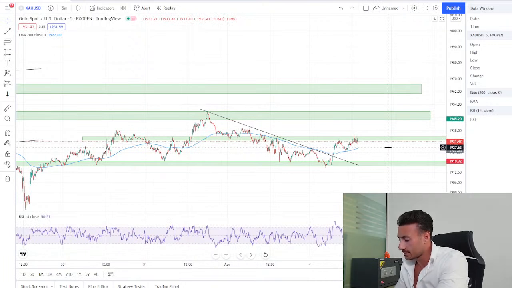You can see the market is in hesitation mode. It's moving up and down.